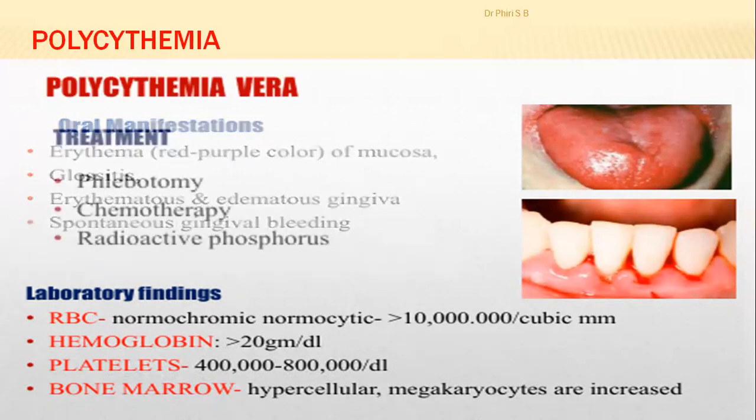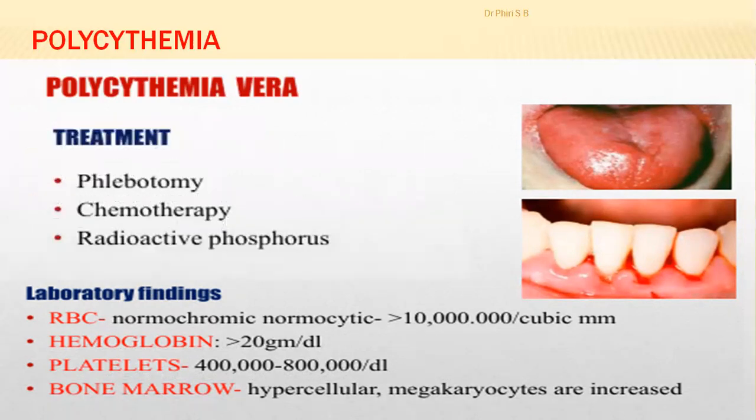What would be some of the treatments? There's phlebotomy. Phlebotomy simply means removing blood using a vein. So you can aspirate some of the blood because there is overproduction of blood. You can remove some of the blood from the vein. And there are also drugs that you can use, chemotherapy. You can also use radioactive phosphorus. So these are some of the treatments that you can use.